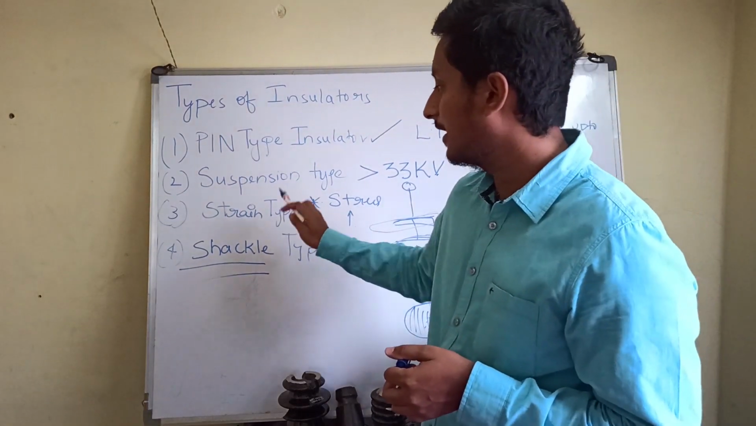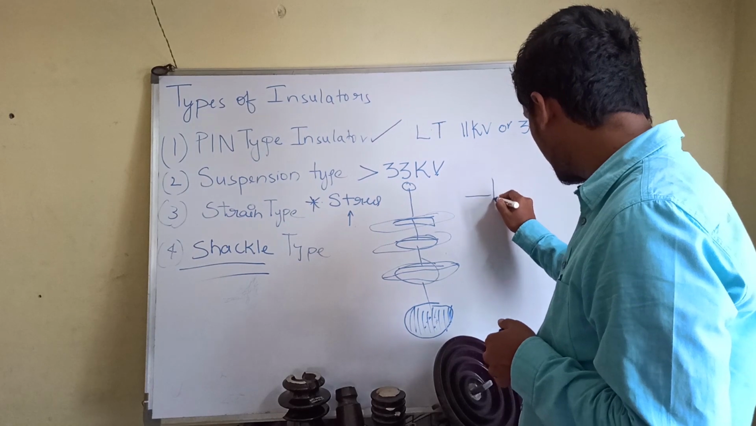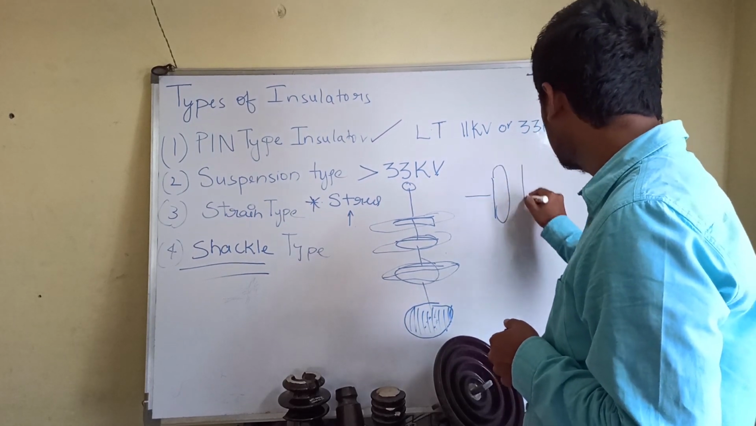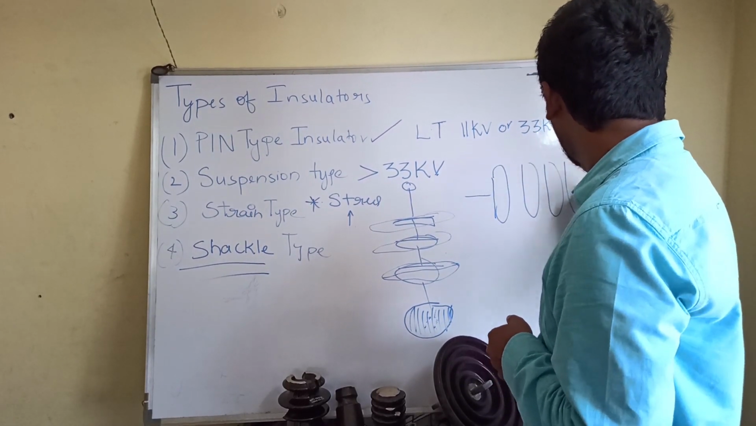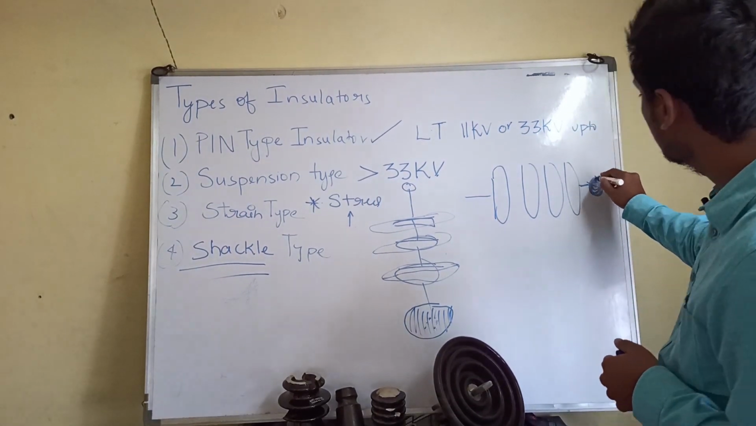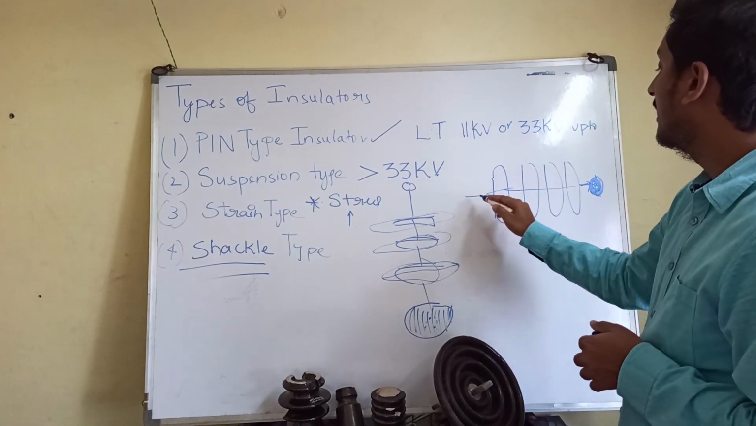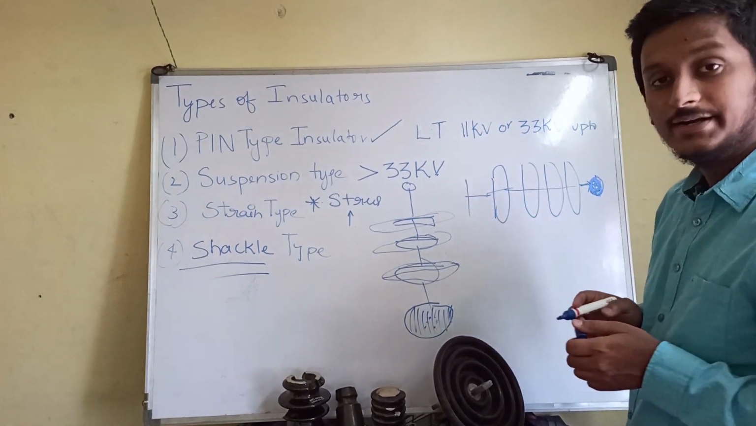As well as in the strain type insulator, I have to tell you that the insulator disc will be kept like this and your conductor will be running here. Your conductor will be placed here. So, I hope now everything is clear with this design part.